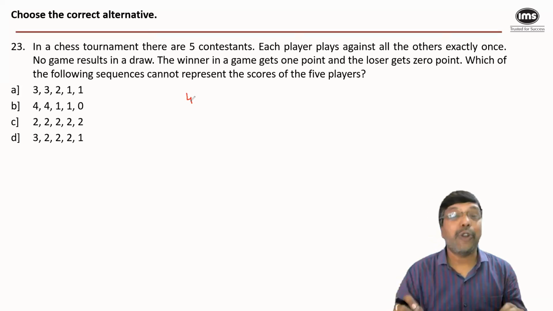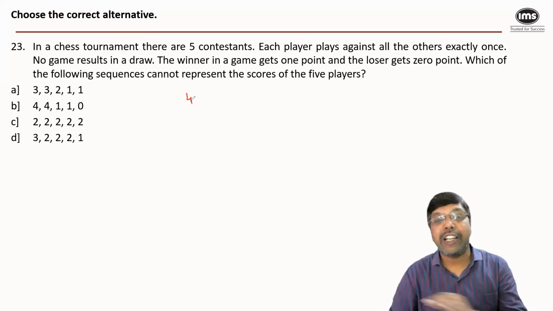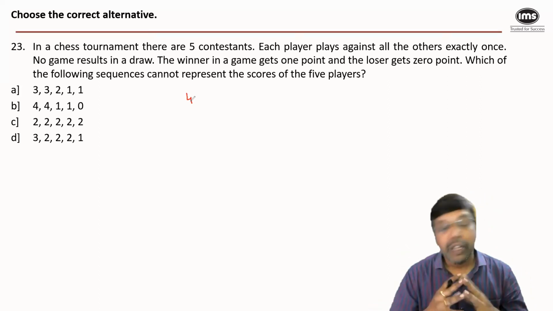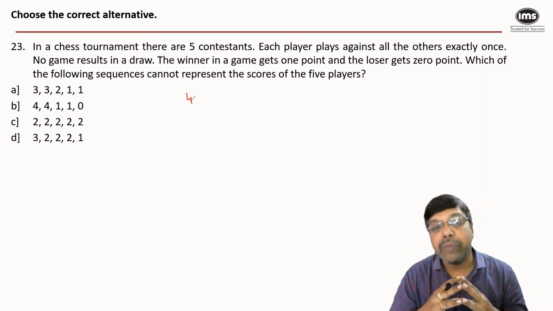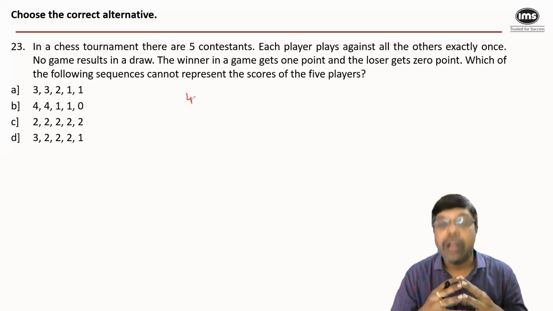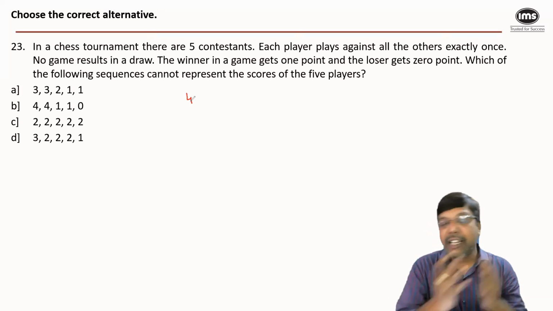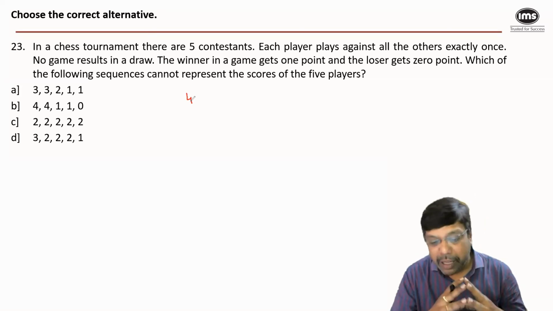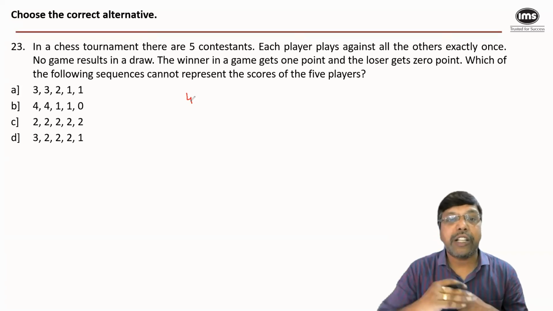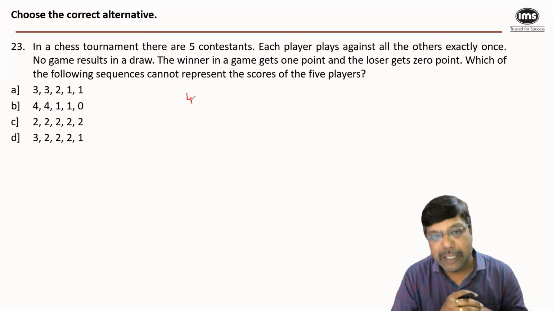The moment in a tournament when it is mentioned that there are no draws, half the problem is solved, because the tournament problems involving the possibility of certain matches ending up in a draw are slightly complicated. Now, every match gives me a result, either a win or a loss. Now, which of the following sequences cannot represent the scores of 5 players?